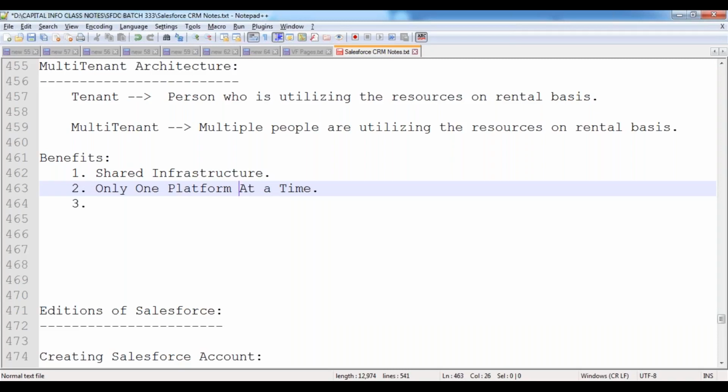Whatever account we are using, the free developer account, whatever features we have in our account right now, when you go to the company tomorrow, the same features are available, no change at all. Here the same release, there the same release. So one of the major benefits in Salesforce is called only one platform at a time. That means whenever Salesforce gives a new release, everybody will be on the latest platform only.